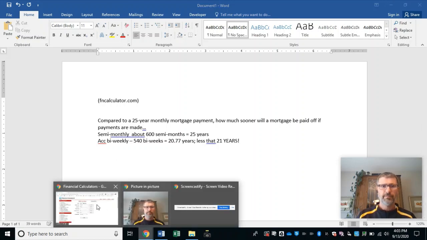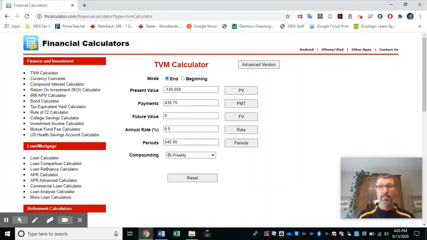Should we try the weekly? See if that makes a big difference. All right. Let's try the weekly payments. So this was the half-month payment. Okay. If we went to the weekly payment, I think we did that calculation. That's at the bottom of page 1 where we said, our accelerated weekly payment was $219.38. Future value is 0, 6.5%.